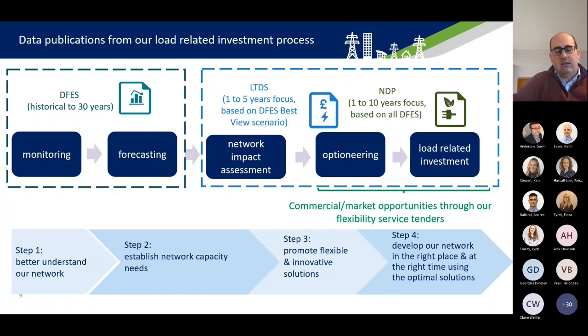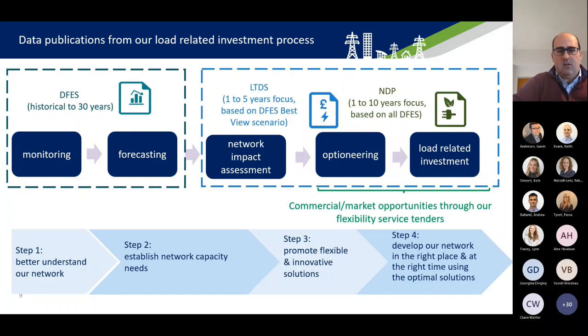What is important to note is that the data we publish through DFES, LTDS, and NDP is data produced through our standardized process for load-related investment. And this process is shown at high level here. In the first step, we start from understanding our network in a better way. The way we do it is through monitoring. So we use measurements across 132 kV, 33 kV and our primary substations. And moving forward, we now have more access to measurements across our low voltage networks and smart meter data.